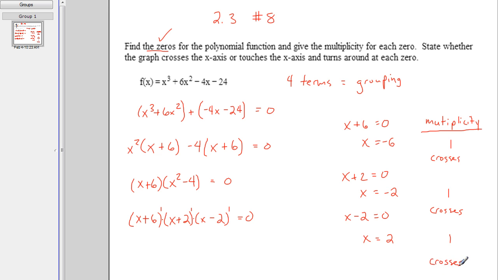Alright, so that's how you do 2.3 number 8. You factor, you look at the exponents on each factor, and if any of them are anything other than 1, meaning that you actually have to write a number there or something repeats, then you have multiplicity higher than 1.